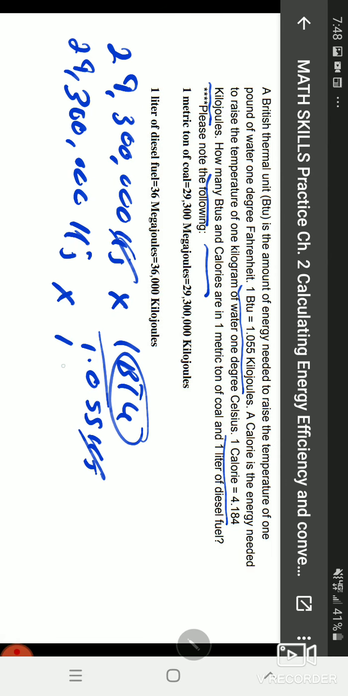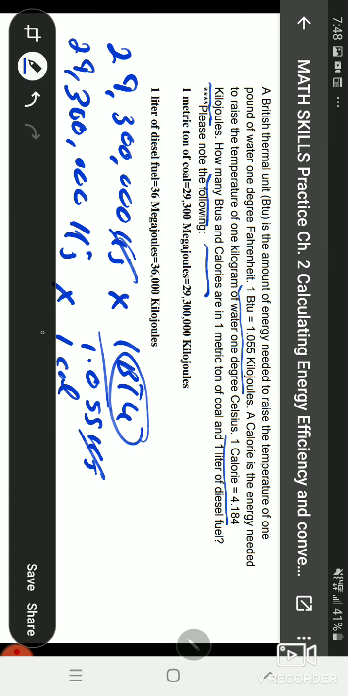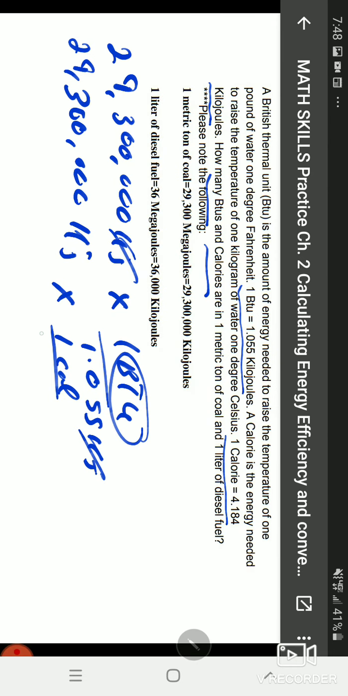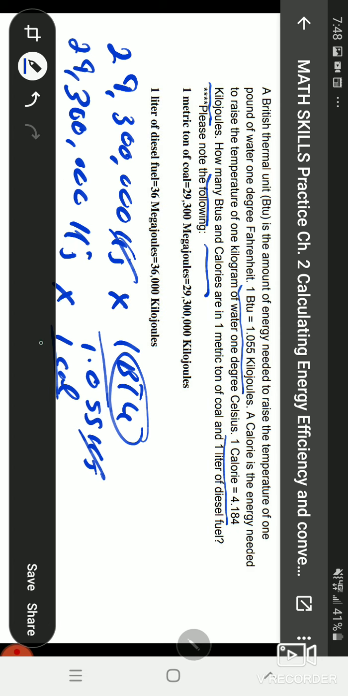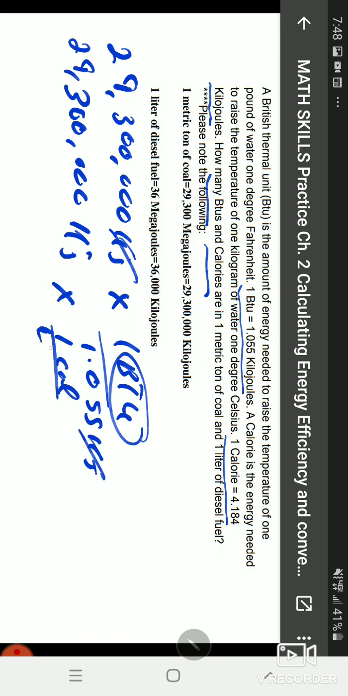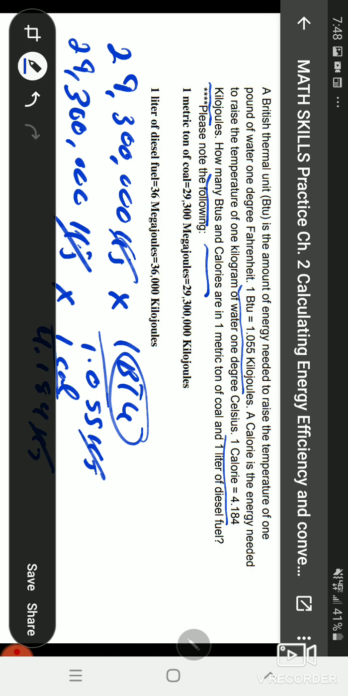So I'm going to say 1 calorie, shortened to cal there, divided by 4.184 kilojoules. Again, the kilojoules are going to cancel out, and I'm going to be left in calories, which is exactly what I want. If you take 29,300,000 and divide it by 4.184, you will get the correct value there for calories.